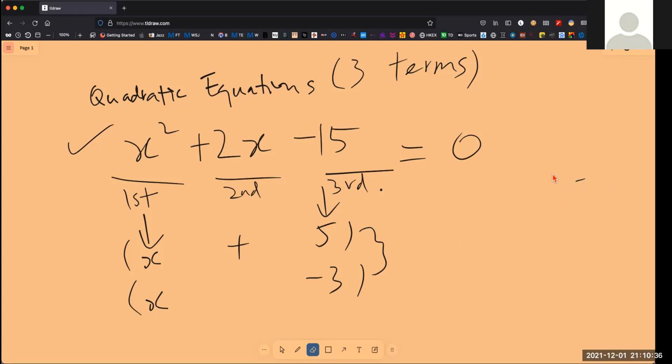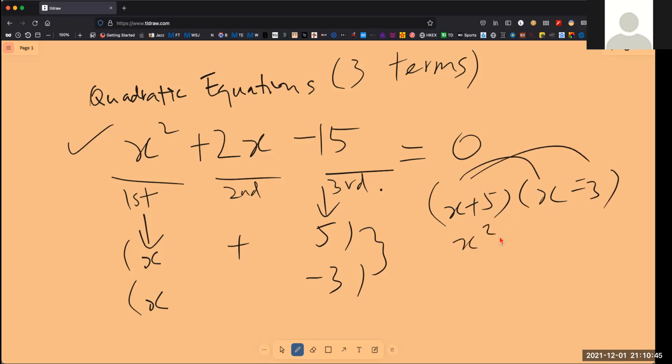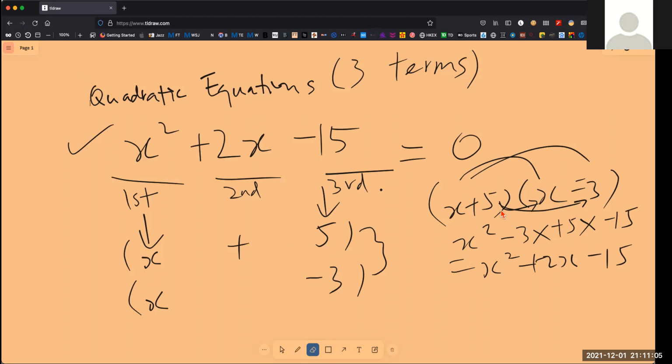That's how you decide. So if you multiply these two together, clearly you have x squared. Here you get negative 3x, and for this you get plus 5x, and over here you get negative 15. Bingo, you get plus 2x. So you have chosen the right combination, because you have tested it. You get plus 2x.